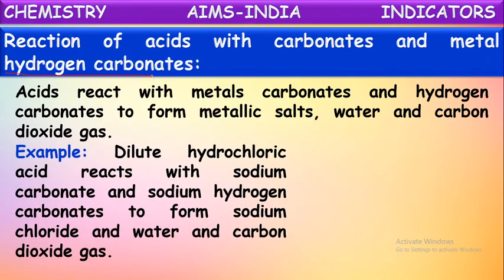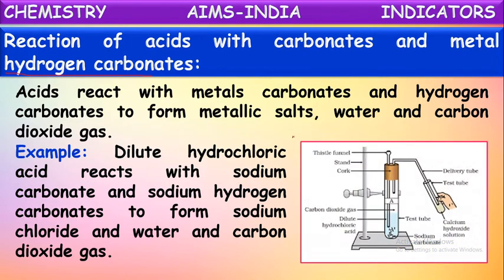Let us say, for example, dilute hydrochloric acid reacts with sodium carbonate. Sodium carbonate is a metal carbonate, and sodium hydrogen carbonate is a metal bicarbonate. So when dilute hydrochloric acid reacts with these two, carbonate and bicarbonate, it forms sodium chloride salt and water, and carbon dioxide gas is evolved.